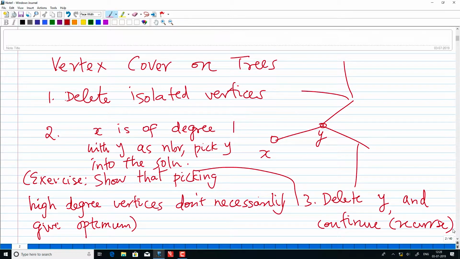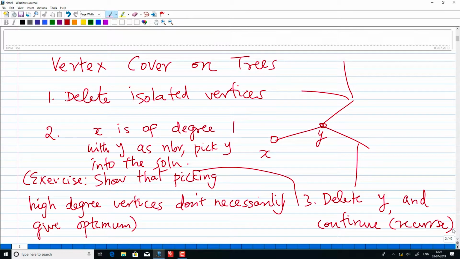Now you can verify that all these steps are easily linear time computable, because you're just going into your adjacency matrix or adjacency list and finding a vertex of degree 1. Once you find it, you add it to your solution. You're deleting it from everywhere else. This is some linear or n square time. And then continue this. Go back. If there are isolated vertices, remove them, and you keep doing it.